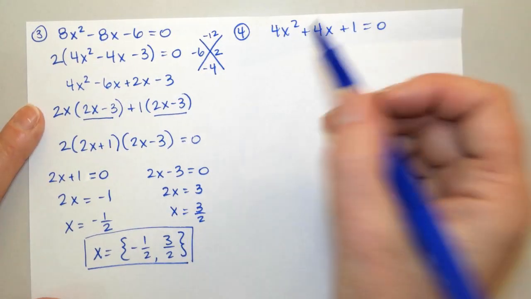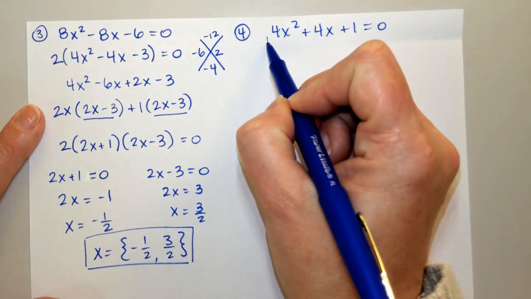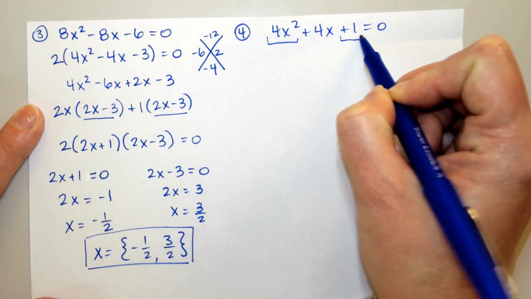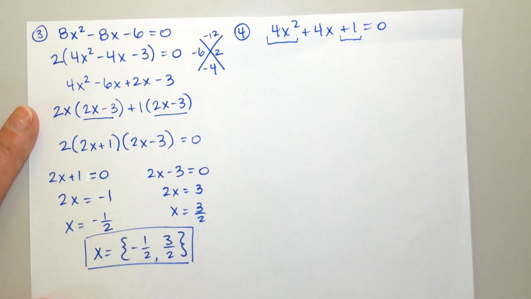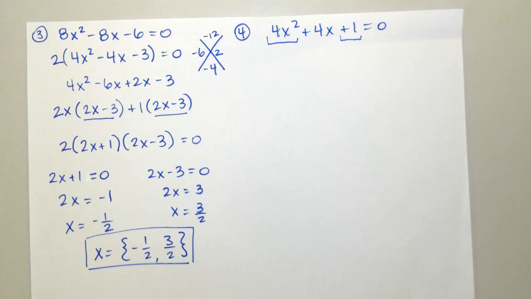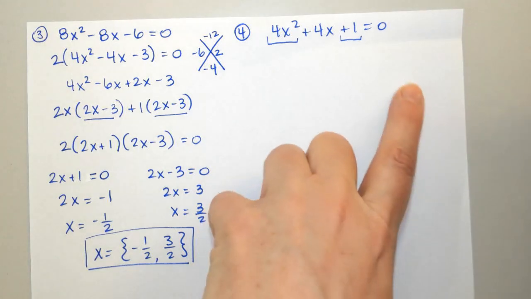So this last one doesn't have a GCF, but I'm noticing the first term and the last term are both perfect squares. So I'd want to check and see if it's a perfect square trinomial, because if it is, there's kind of a shortcut. I can save a lot of time.